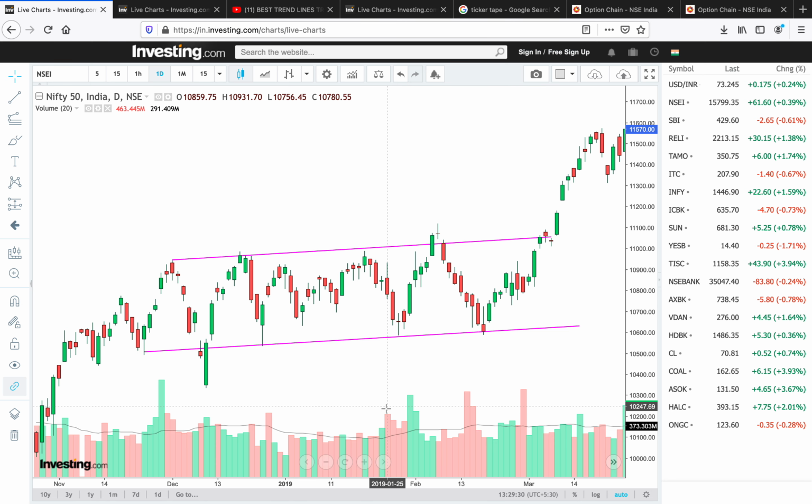Now see this good selling, again a doji with selling, again an upside. Now you see this area, see the amount of volume in this area. It is a perfect volume. It is giving you 100% buy signal.